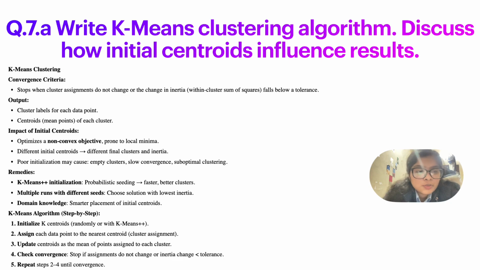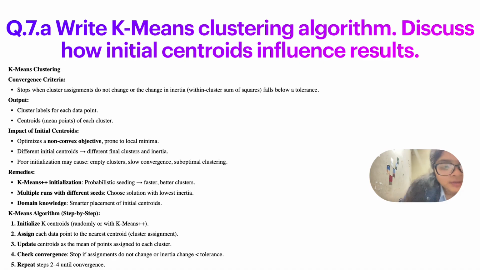So it is an unsupervised algorithm, and it can be used for classifying or in categories. Impact of initial centroids: it optimizes a non-convex objective prone to local minimum. Different initial centroids means different final cluster and inertia. Poor initialization may cause empty clusters, slow convergence and suboptimal clustering.